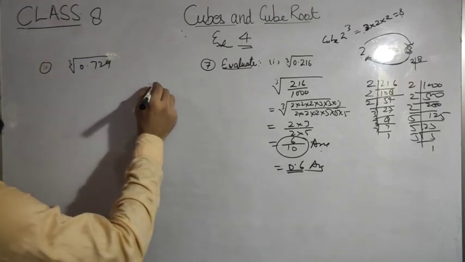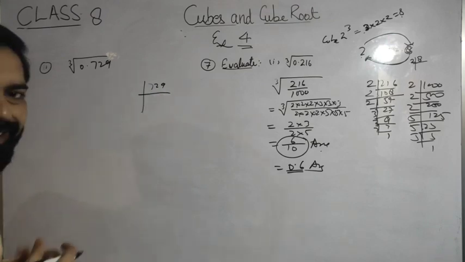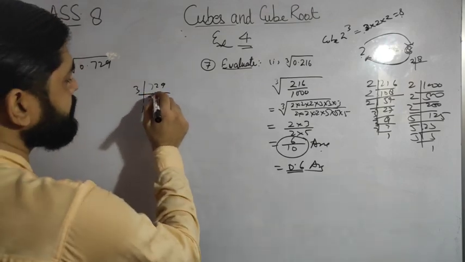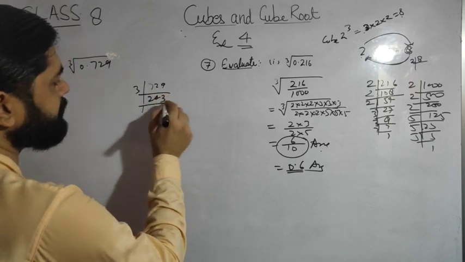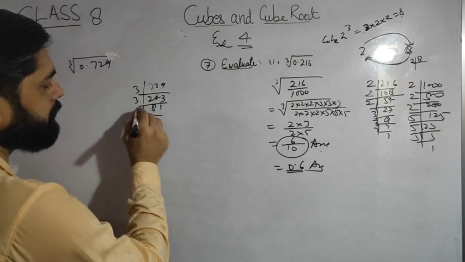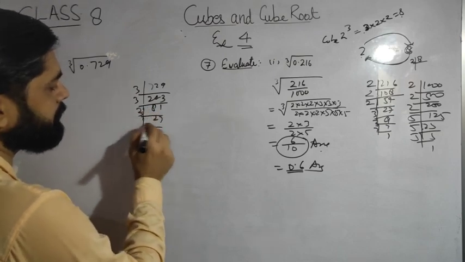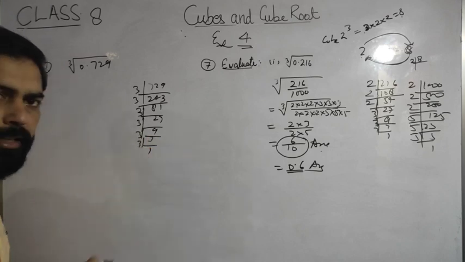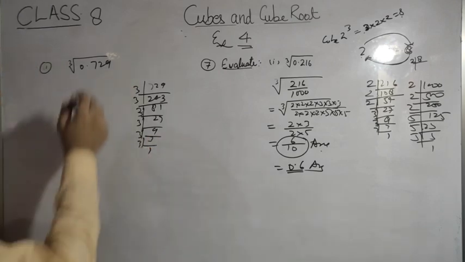So what is 729? Which number is it divisible by? 3. 3 2s are 6, 3 4s are 12, and then 3 3s are 9. Okay, then again 3 8s are 24, then 3 1s are 3. 3 27, 3 9, 3 3 and 3 1. Okay, this is the prime factor of this number.